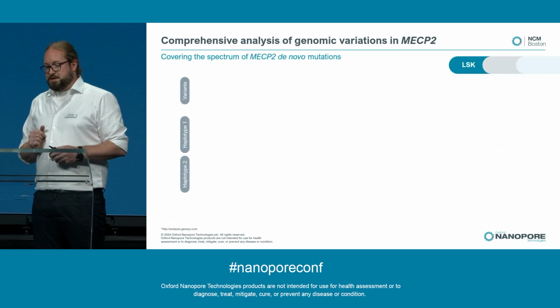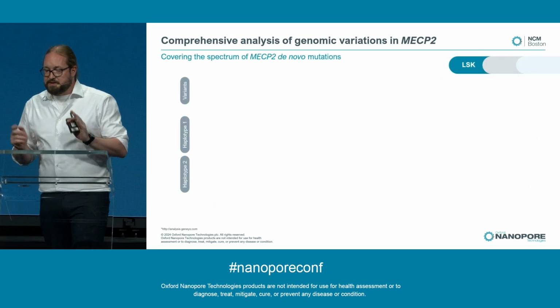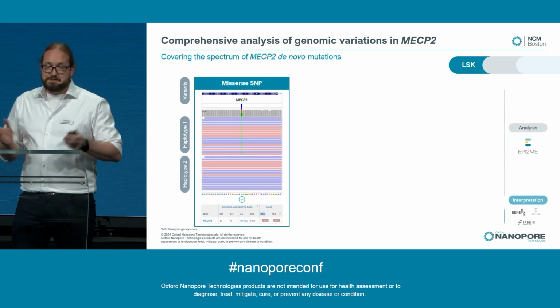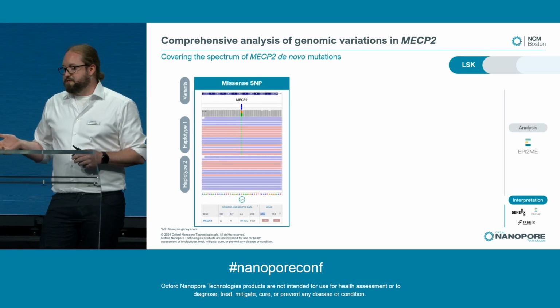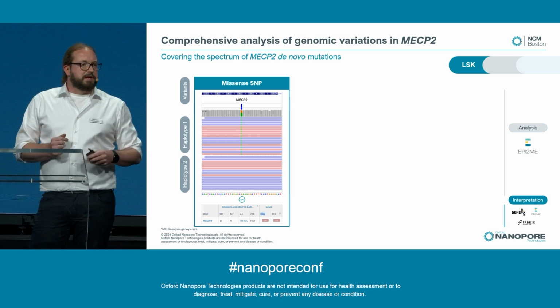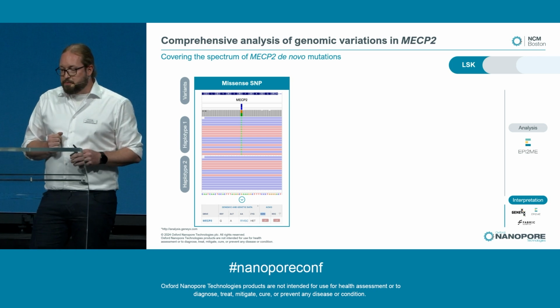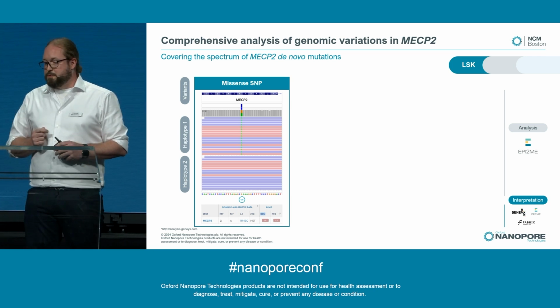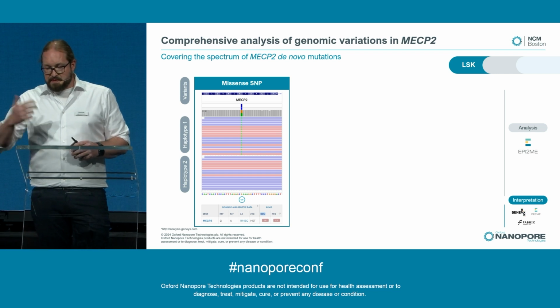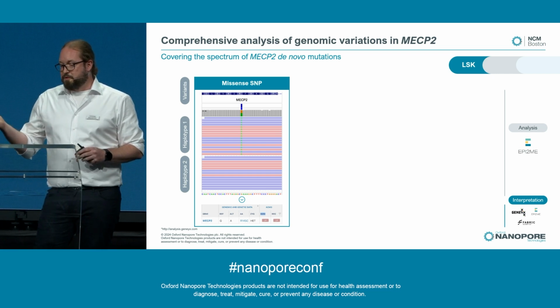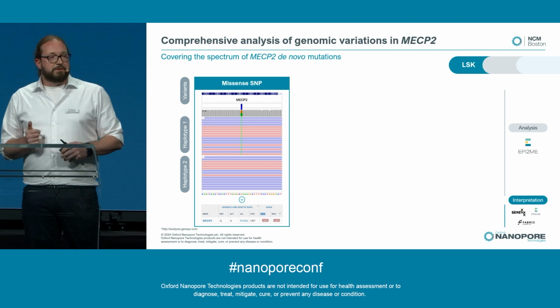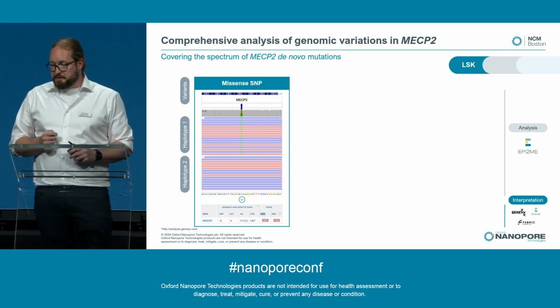As I said, there are various different variants. The first class is missense SNPs. They typically occur in the binding domains of MECP2, and they're generally considered to be less severe. Here I show you one example that was called using our epi2me workflow, and then prioritized as likely pathogenic using one of the now tightly integrated tertiary analysis providers that support ONT data.